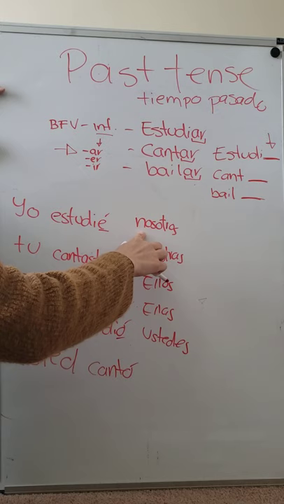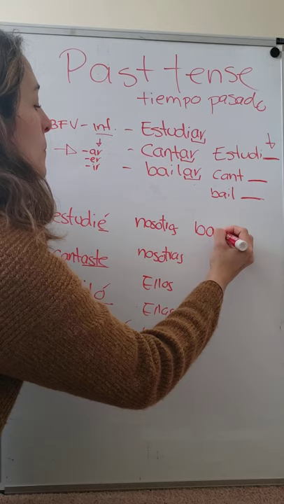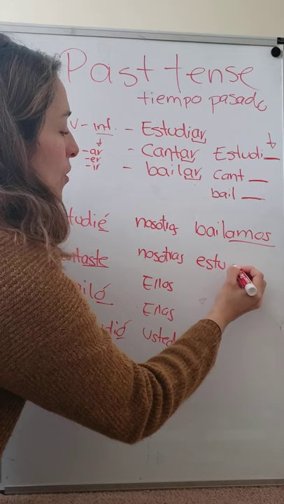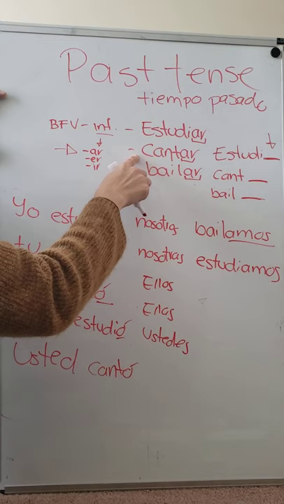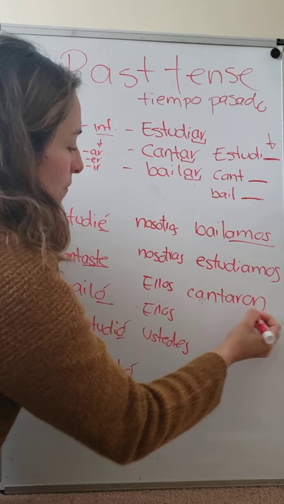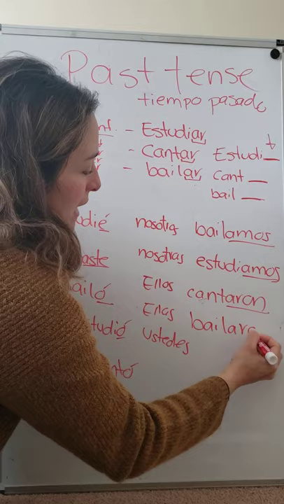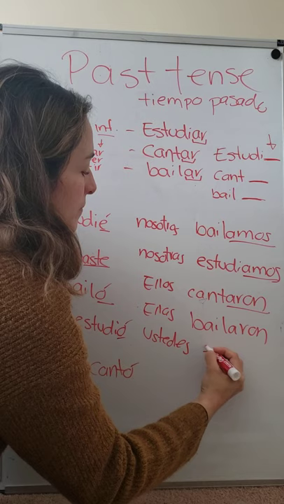Nosotros, bailar. Bailamos. Vamos. Muy bien. Nosotras estudiamos. Estudiamos. Ellos cantaron. Aron. ¿Okay? Ellas bailaron, muy bien. Bailaron y ustedes estudiaron. Estudiaron.